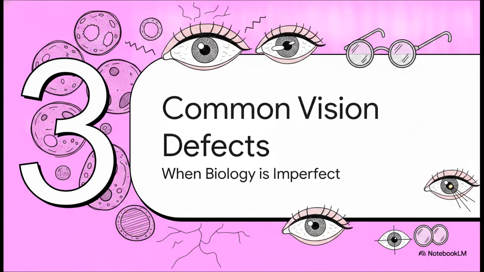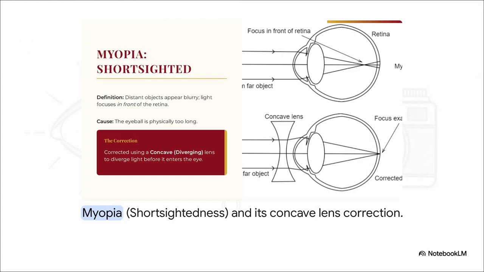Section 3. Common vision defects, when biology is imperfect. It's honestly amazing how simple the mechanical fix is for a biological shape issue. Take myopia, or short-sightedness. If you have this, things in the distance look super blurry because the eyeball itself is physically just a bit too long. The perfectly focused image lands in the empty space right in front of the retina instead of directly on it. To fix this, we literally just place a diverging, concave lens in front of the eye.